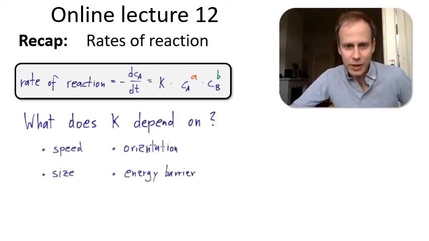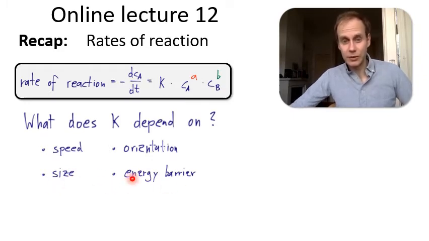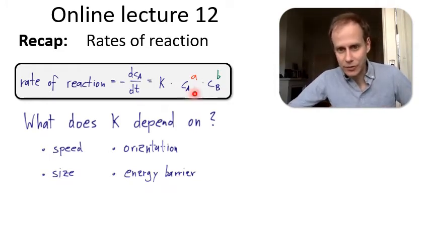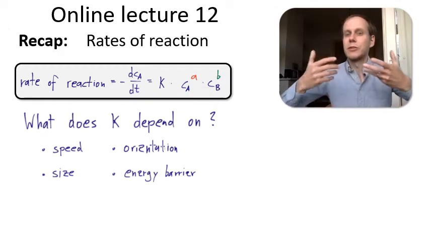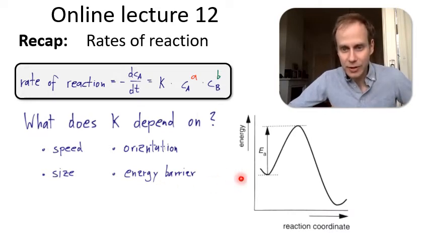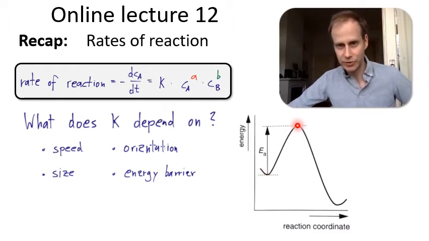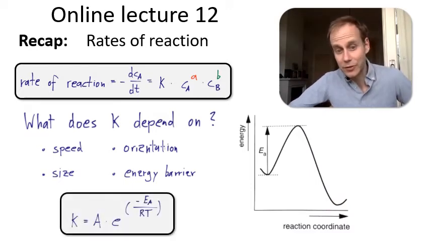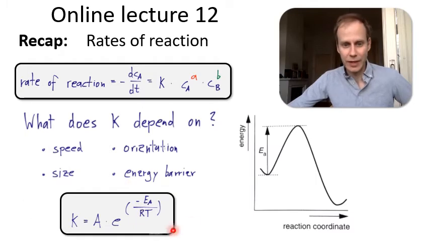And we found it depends on the speed, the orientation, the size of the molecules, and also the energy barrier that the molecules have to overcome in order to undergo the reaction. And these concentration terms basically express the collision probability, right? So the energy barrier, again, is the activation energy that you have to reach in order to go to the transition state of the molecule, that then finally leads to the product at the lower energy. And the relationship between the rate constant k and the activation energy and these other three parameters is given by the Arrhenius equation.